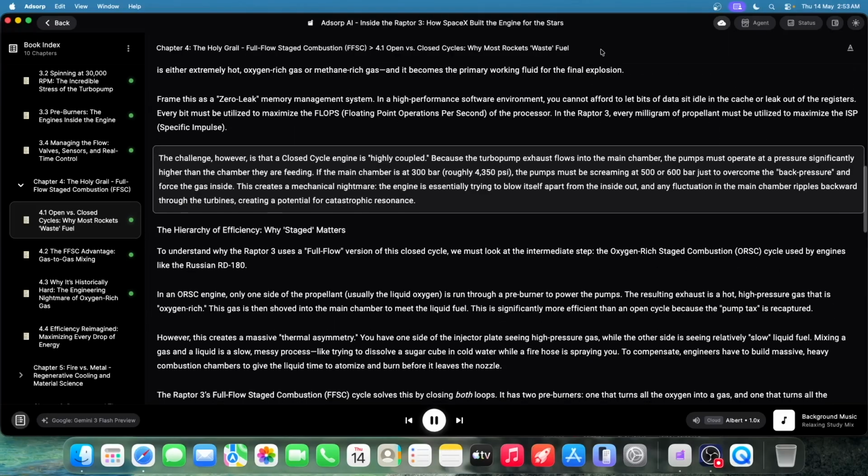And the challenge, however, is that a closed-cycle engine is highly coupled. Because the turbopump exhaust flows into the main chamber, the pumps must operate at a pressure significantly higher than the chamber they are feeding. If the main chamber is at 300 bar, roughly 4,350 psi, the pumps must be screaming at 500 or 600 bar just to overcome the back pressure and force the gas inside. This creates a mechanical nightmare.